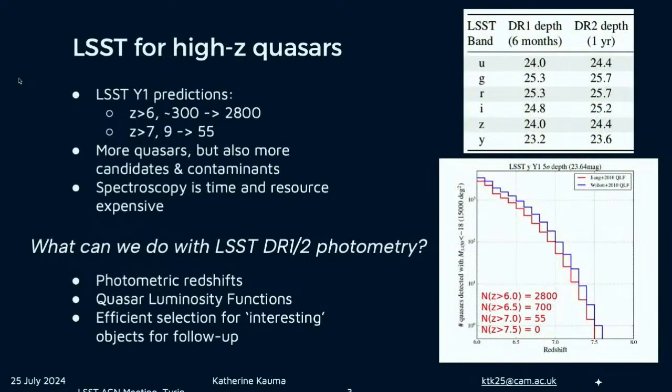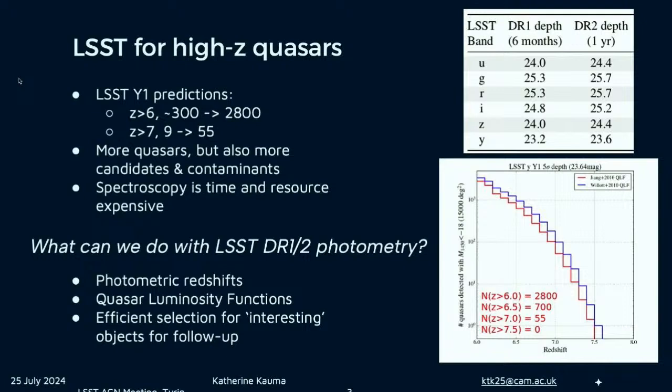So LSST will be a game changer for the high redshift quasar field, as it will be for many others. So just in the first 6 months, it will go twice as deep as what I think is the most comparable all-sky optical survey, which is the ECAM. And in the first year, we expect a tenfold increase in the number of quasars above redshift 6. We're going from 300 to about 3,000. And above redshift 7, we're looking at an increase from 9 to maybe 55. And this is based off of the J2016 quasar luminosity function.